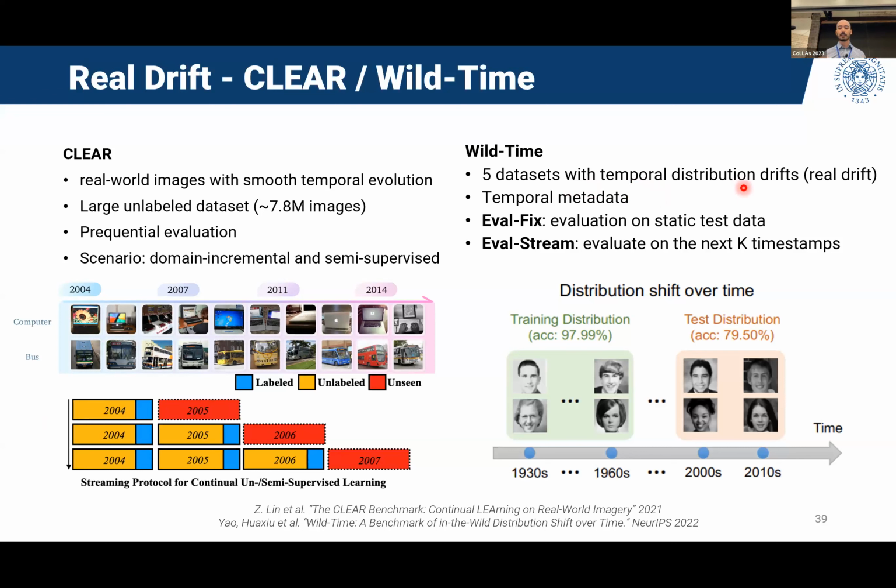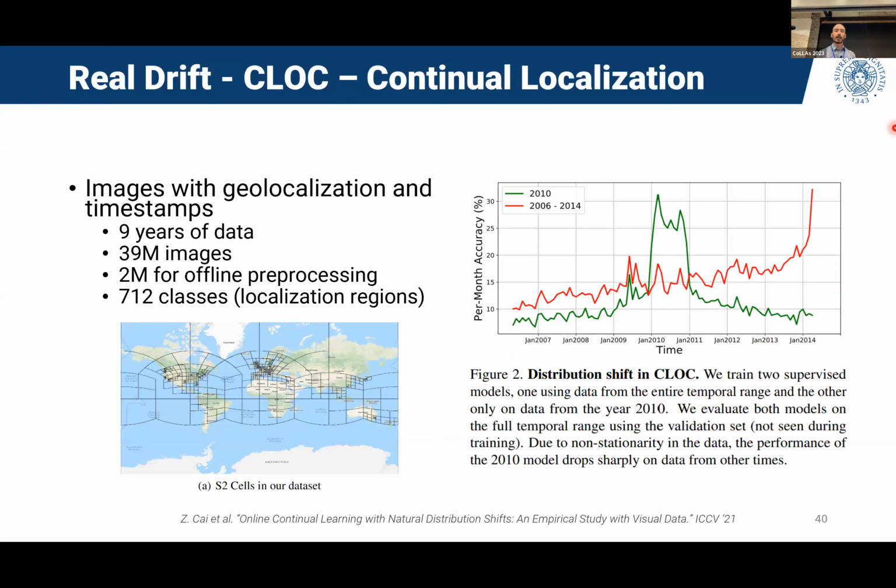Same for Wild-Time. Wild-Time is actually 5 datasets. There are images, but there are also biomedical data, satellite data, arXiv abstracts, and so on. Another one is CLOC. This is the continual localization paper. The nice thing about this is that it's very large, 39 million images. But even though it's very large, continual learning experiments are quite fast. For example, the paper that used this benchmark does online continual learning, so they do just a few passes for each sample. So it's relatively quick to test.